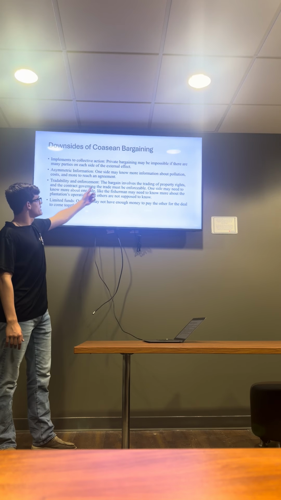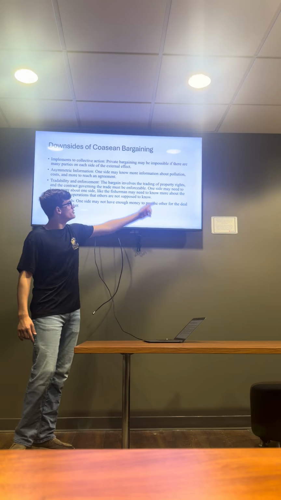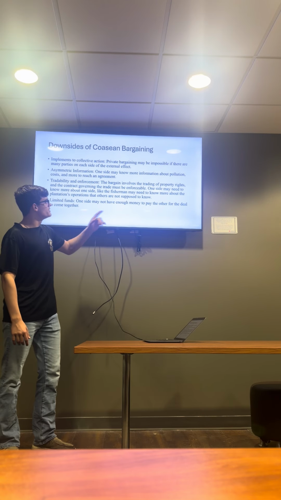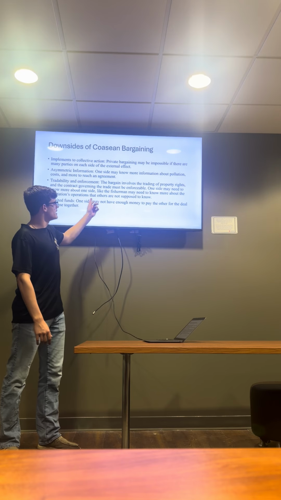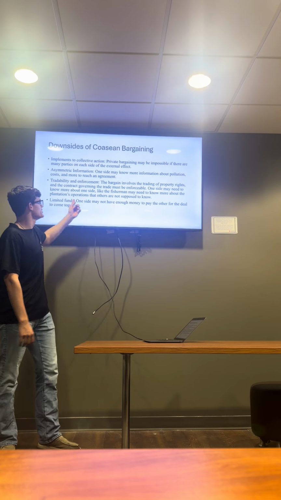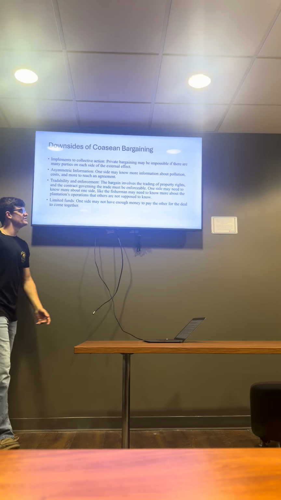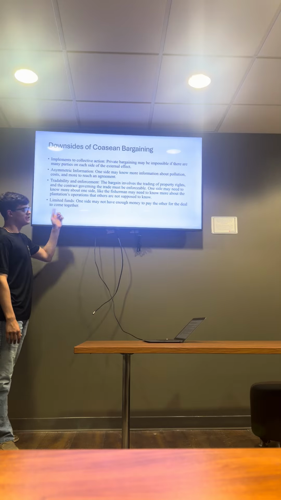Then we have tradability and enforcement. The bargain involves the trading of property rights, and the contract governing the trade must be enforceable. One side may need to know more about the other side, like the fishermen may need to know more about the plantation's operations than others are supposed to know. And then, of course, we have limited funds. One side may not have enough money to pay the other for the deal to come together.